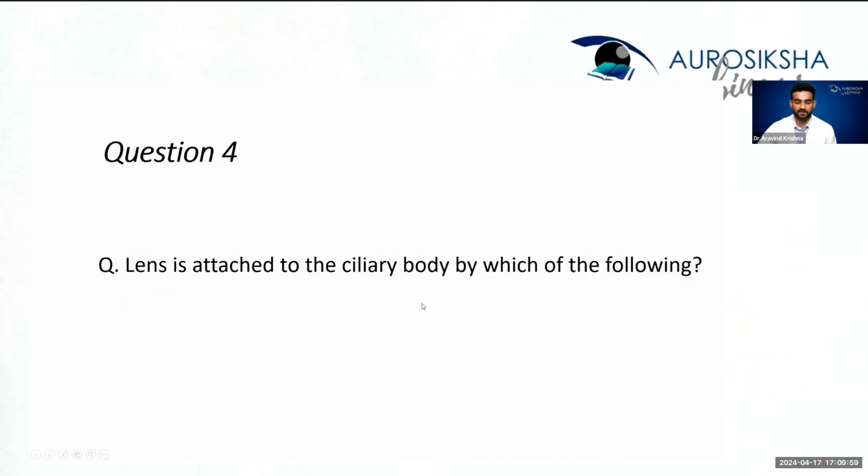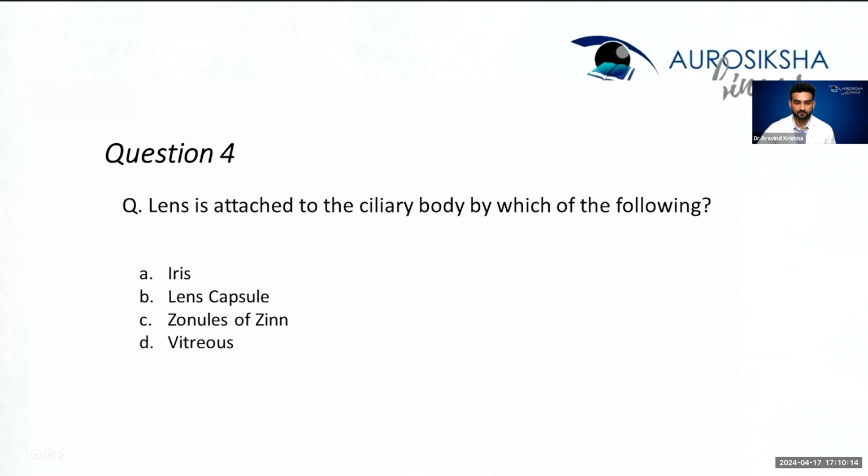So coming to the fourth question: the lens is attached to the ciliary body by which of the following? You can bring up the fourth poll now. Yes, so the lens is attached to the ciliary body by which of the following structures? Is it the iris, the lens capsule, the zonules of Zinn, or vitreous? Yes, 83% have got it right. It is the zonules of Zinn.